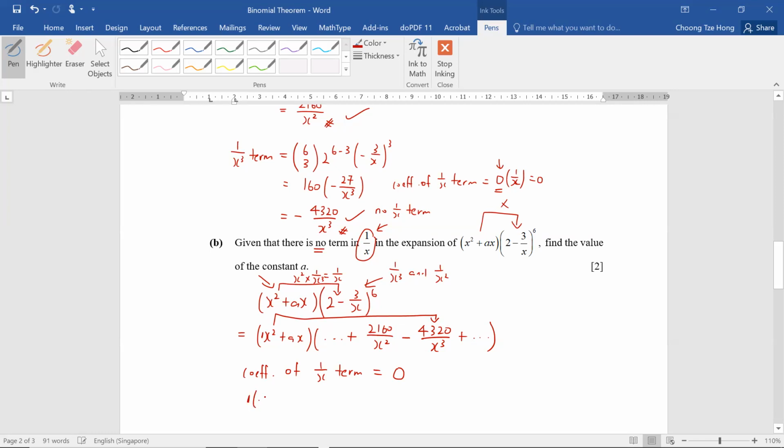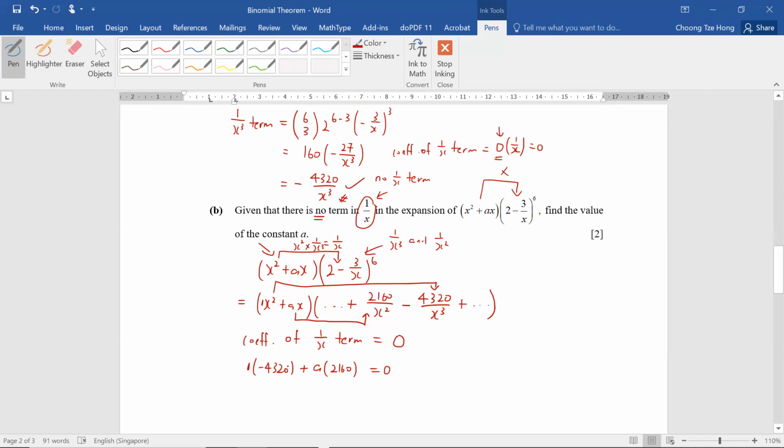So 1 times negative 4320 will be the coefficient of the 1 over x term. But then there's one more over here: ax times 2160 over x squared will also give us a 1 over x term. So the coefficient will be a times 2160.